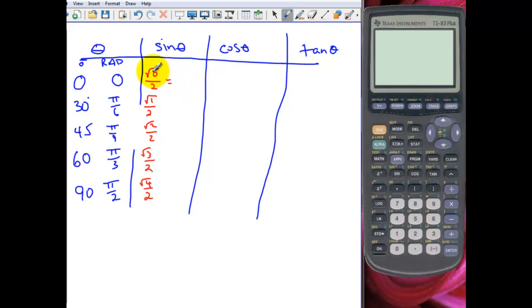Square root of 0 is 0. 0 divided by 2 is 0. This is 1/2. Square root of 2 over 2 is in simplified radical form. This is simplified radical form. Square root of 4 is 2. 2 over 2 is 1. The cosines go in the reverse order. So we go square root of 0 over 2, square root of 1 over 2, square root of 3 over 2. I keep making that same mistake.